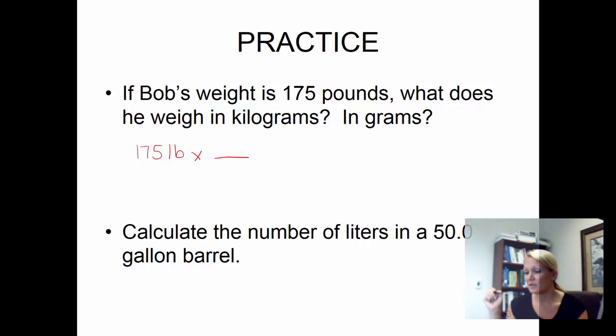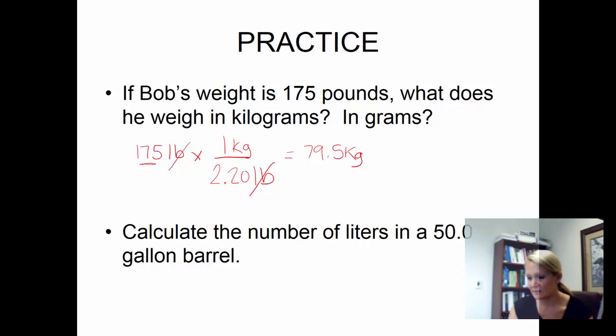All right, so then I look and I say, okay, I'm looking for kilograms. And then it wants me to also find grams. So I'm going to show you a couple of things here. If you look at your unit factor sheet, you will see that you have 2.20 pounds in 1 kilogram. So that 2.20 goes in the bottom so that my pounds will cancel. I'm left with kilograms. I think I get 79.5. I have 3 sig figs in my measured number, and so I have to have 3 in the answer.